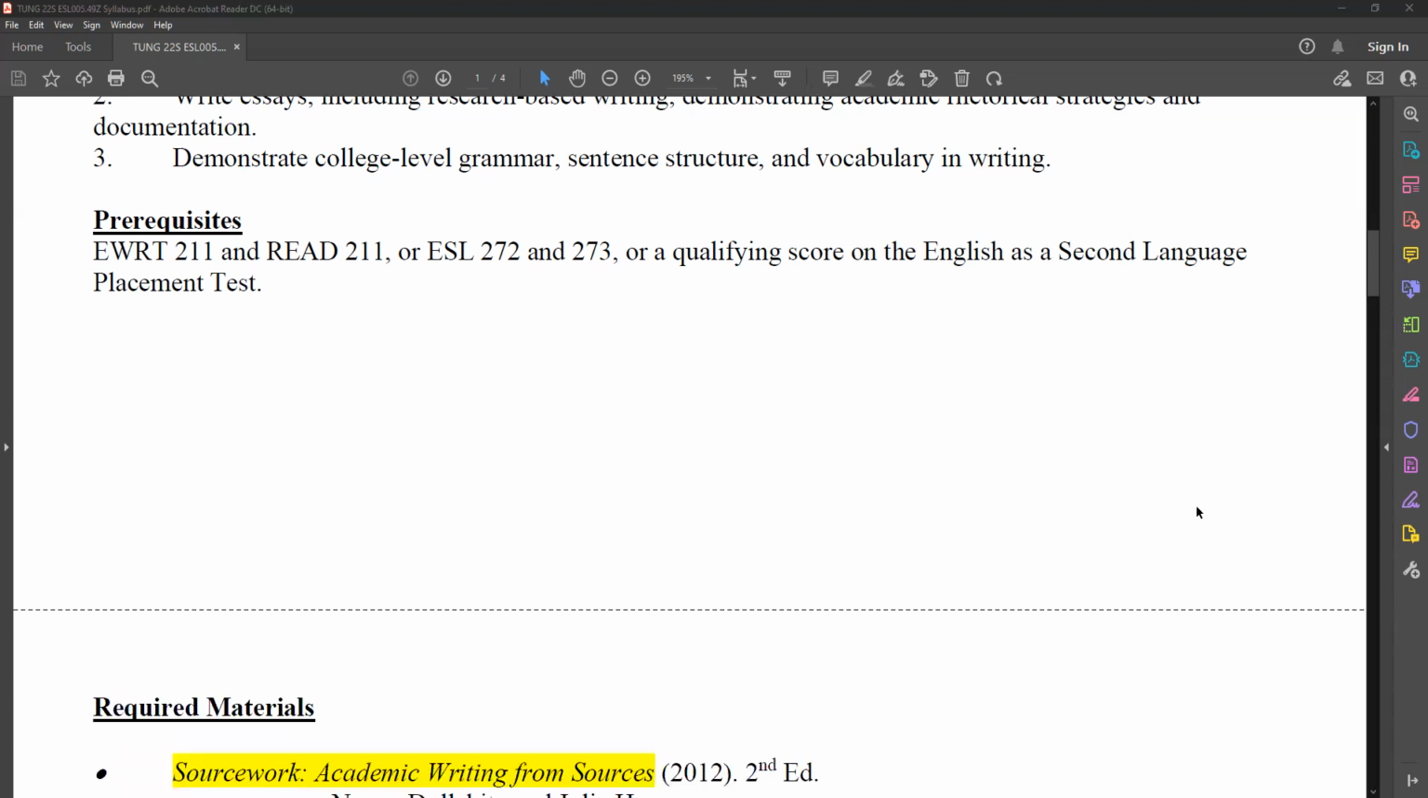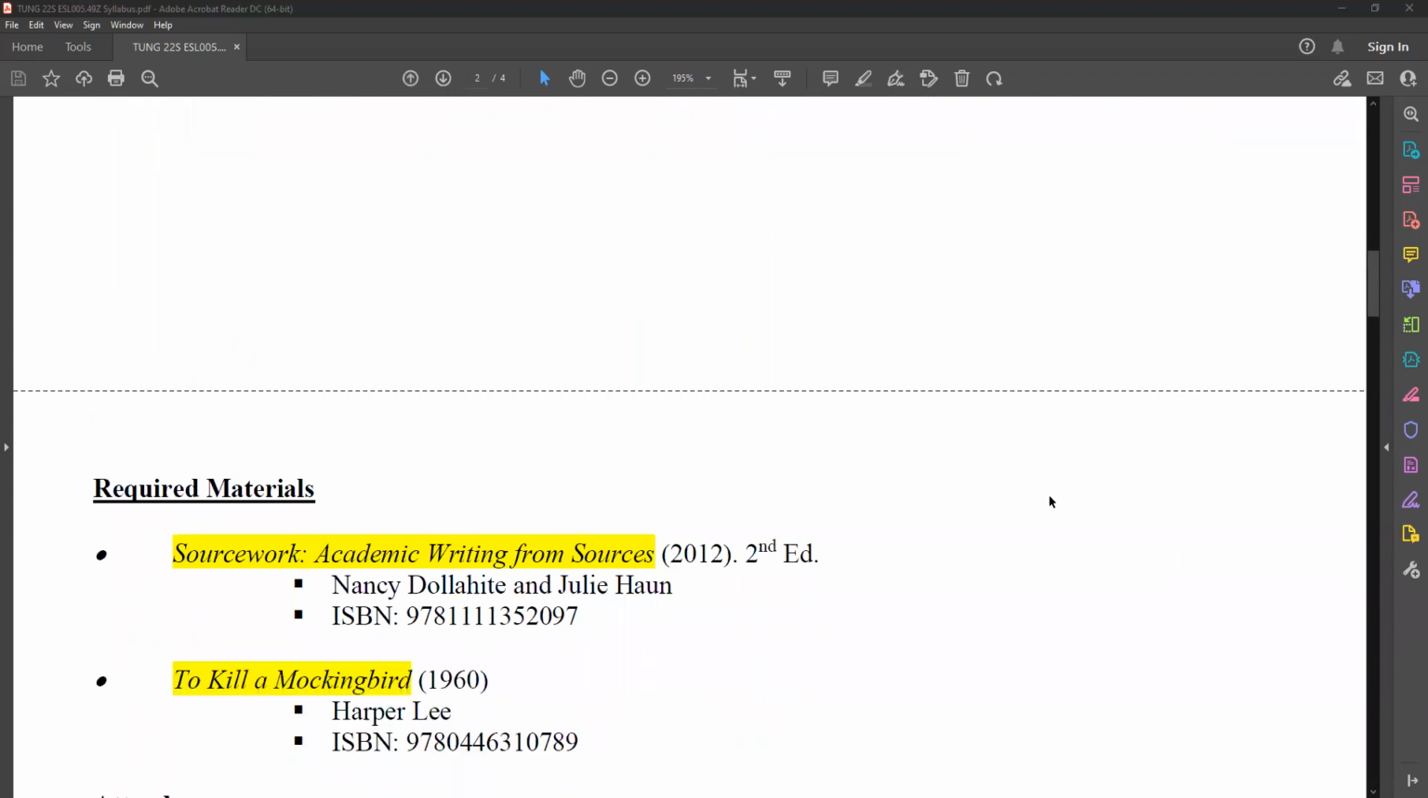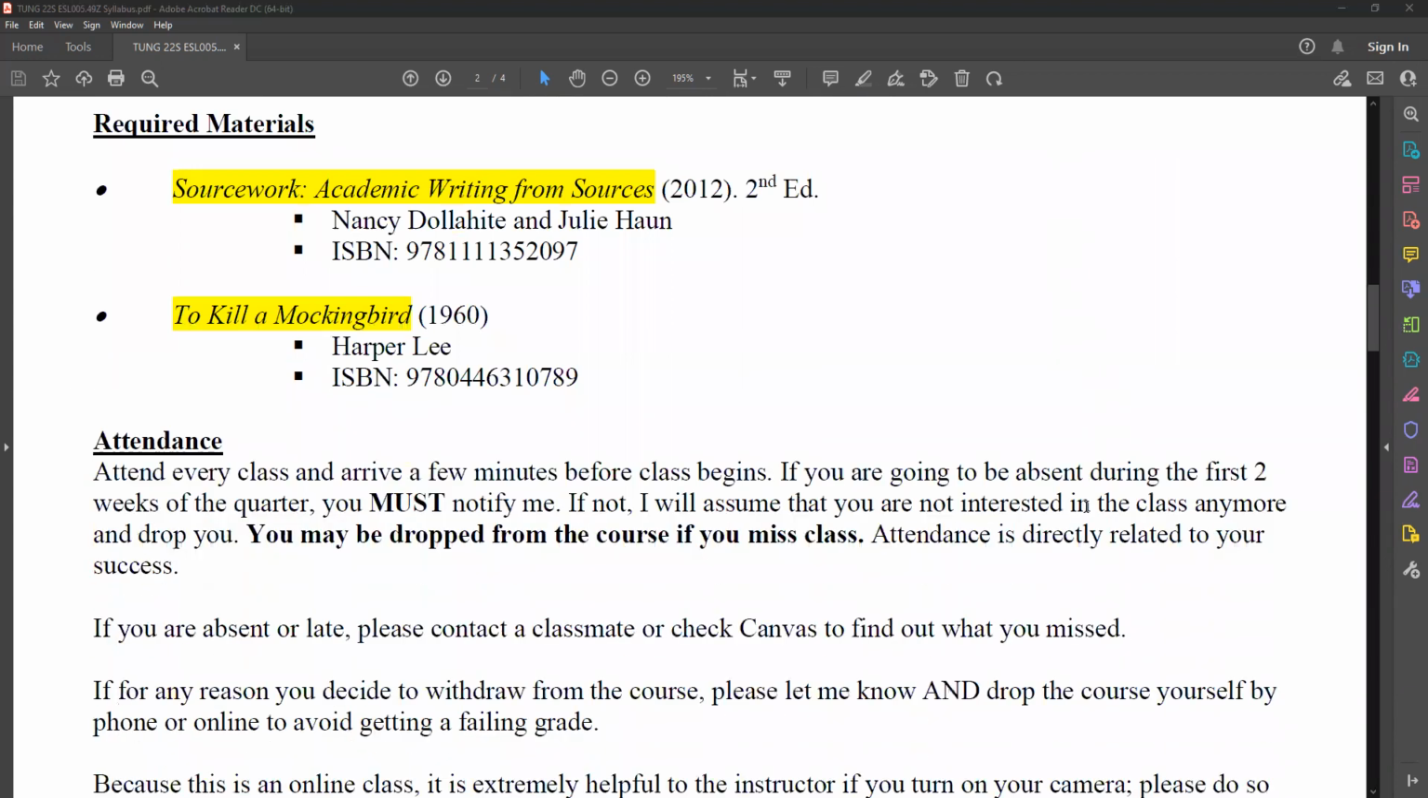Prerequisites: I assume if you're able to enroll in the class, you should meet the prerequisites, but it's right here. So basically, at least the ESL 200 level. Required materials, this is very important. We have a lot of material to go through and read this quarter. So please make sure that by the end of this week, you are able to get these two really important required materials. We're going to be using them immediately.